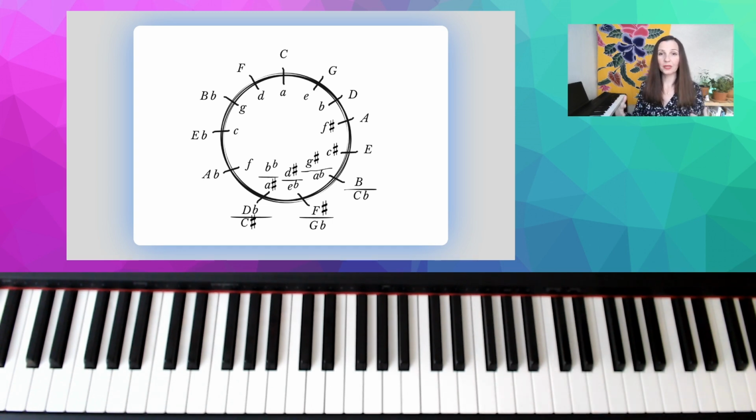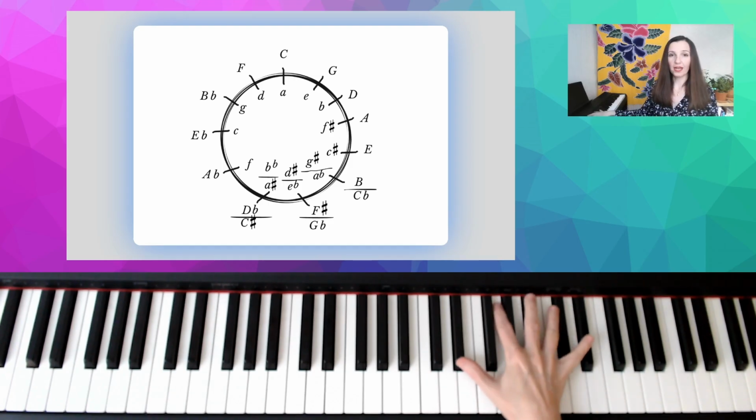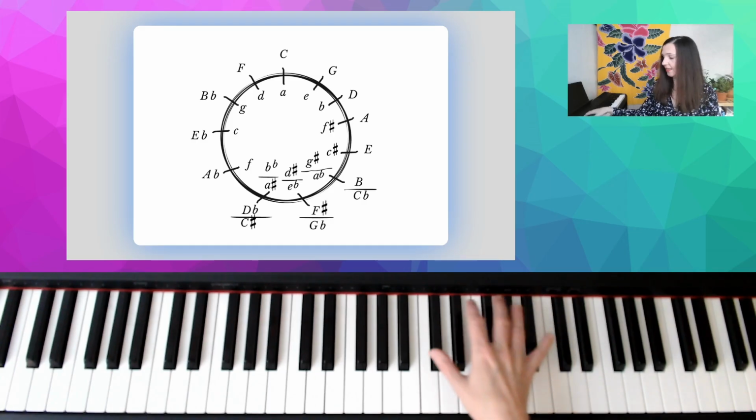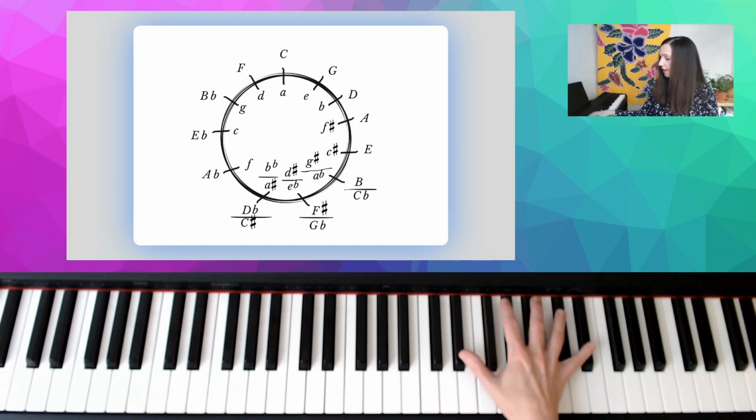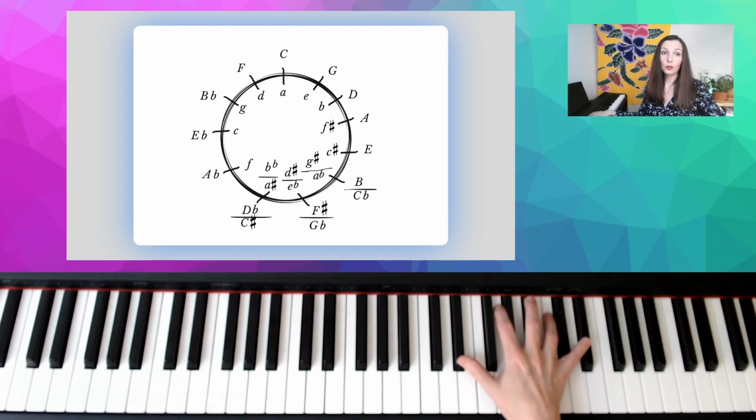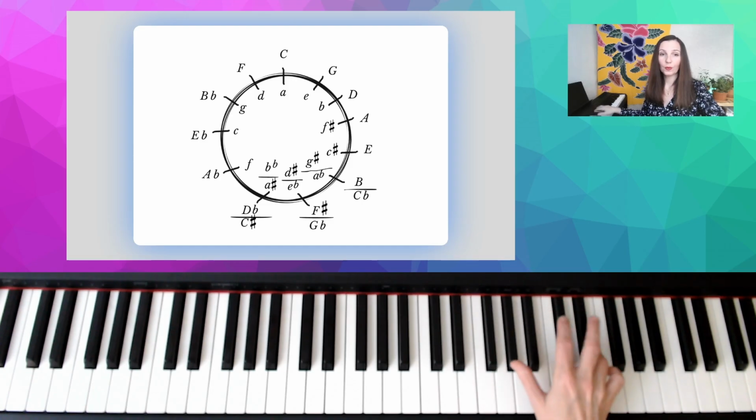We continue with E flat major. So the major triad will be the E flat major triad, the tonic triad. And then look for your dominant 7th chord. Here we are. And go slow. 1, 2, 3.